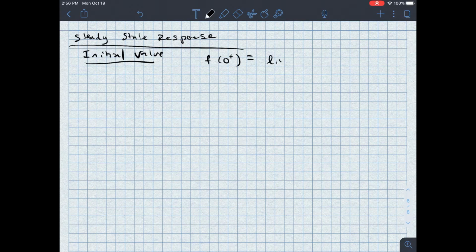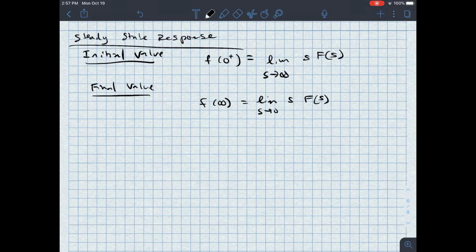This is equal to the limit as s approaches infinity of s F of s. So this is the value before any time has passed once the system turns on. The final value is the value of the system response after all time has passed. So this is f at infinity, or at least as time approaches infinity. And this is equal to the limit as s approaches 0 of s F of s. Sometimes this is referred to as the DC gain.